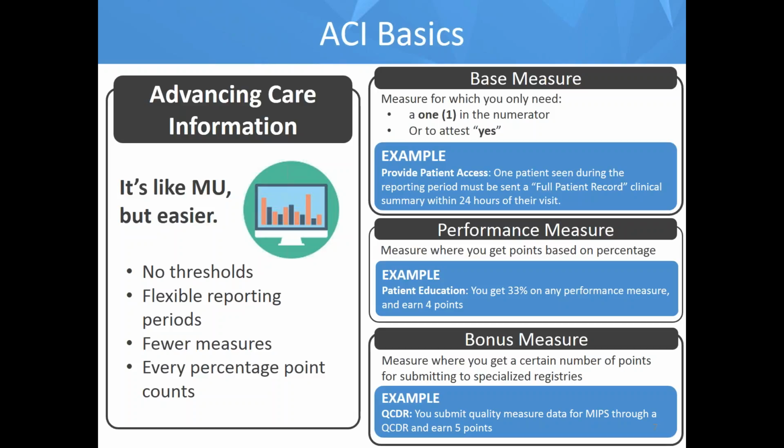Now, some measures can be a base measure, but also a performance measure. In the example we provided above under base, provide patient access is a good example. You only have to send a clinical summary to one patient to get credit for doing the base measure. However, you also can get additional points based on your performance, and that's based on your percentages. There is something special about base measures. You must do all of the measures classified as base if you're going to participate in the category of ACI. So let's talk a little bit more about that.